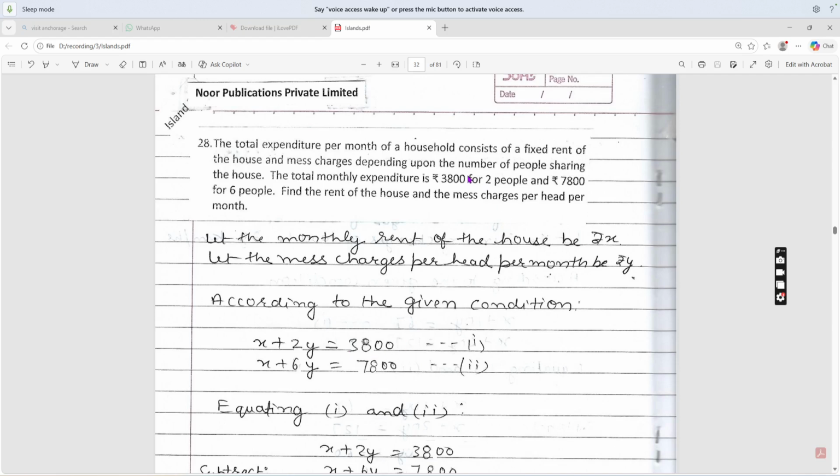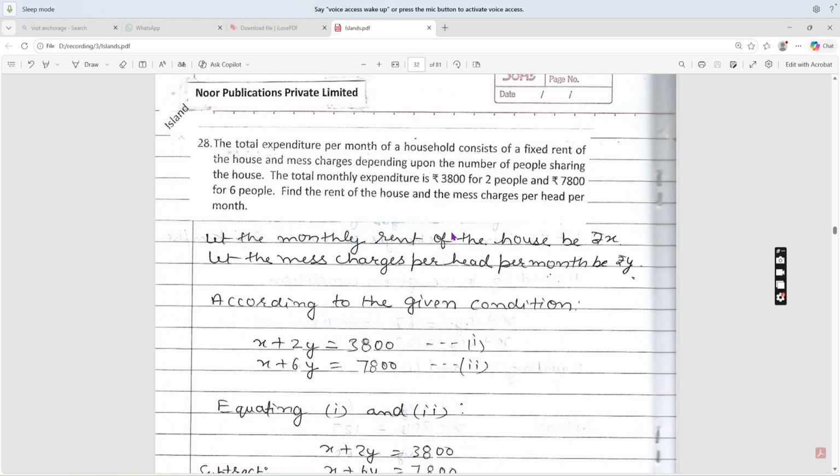Next time the condition is different. Next time the rent would be same, that is x rupees, but this time how many people are using the mess, or how many people are obtaining the food from the mess? 6 people. So 6 into y, because y is the charge which every person, per head, has to pay. So this time how many heads are there? 6 heads. So 6 into y is the total variable charges which is going to be added to the fixed charges, that is x, which is in the form of rent, and total expenditure would be 7800, which is given in the question in front of you. So it would be x plus 6y is equal to 7800.